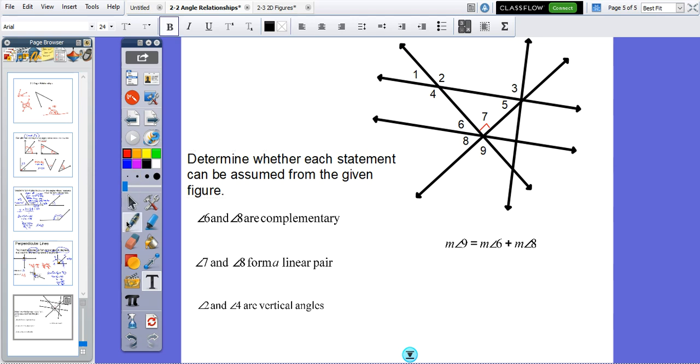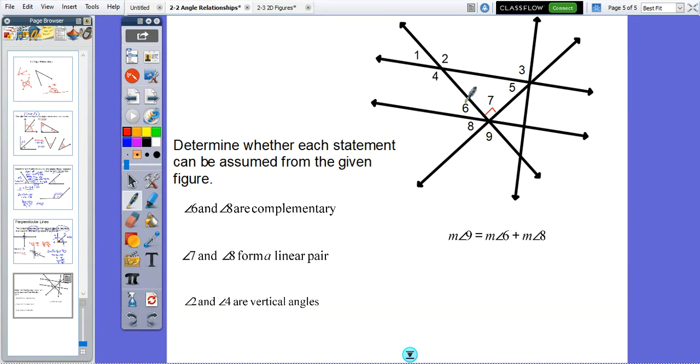So let's look at this. So this first one, 6 and 8, they are complementary angles, true or false? The answer is yes, they are complementary angles. Now why? Well, the only given information here is that this is a right angle right here. Like we said, when 2 lines intersect, it forms 4 right angles. So these 2 together will make a right angle. So yes, they're complementary by definition since they both equal 90 together.